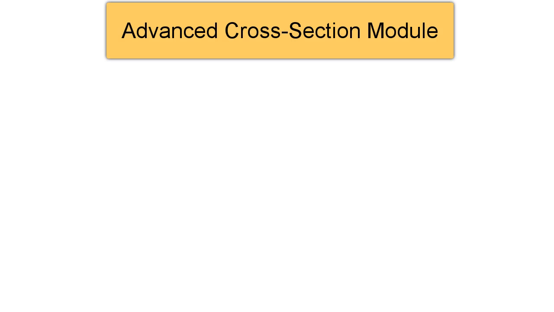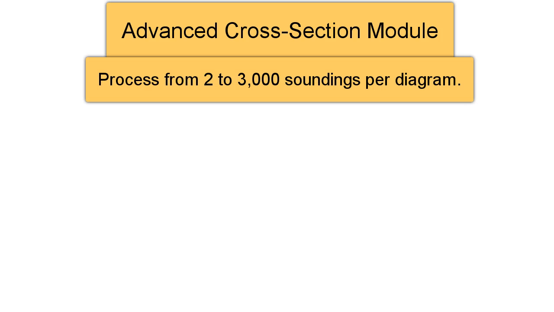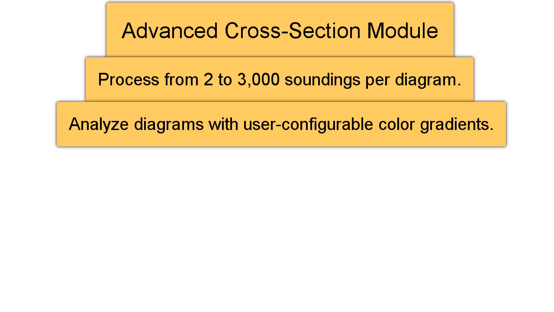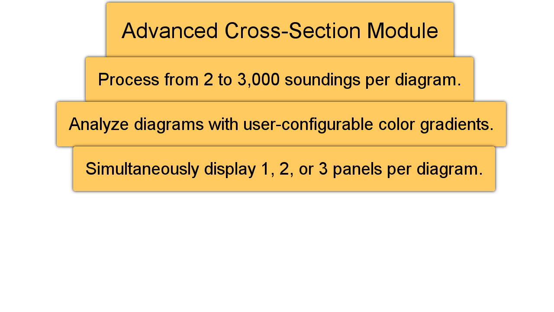And don't forget to see the advanced cross-section video, which demonstrates these additional features. Process from 2 to 3,000 soundings per diagram. Analyze diagrams with user configurable color gradients. Simultaneously display 1, 2, or 3 panels per diagram.